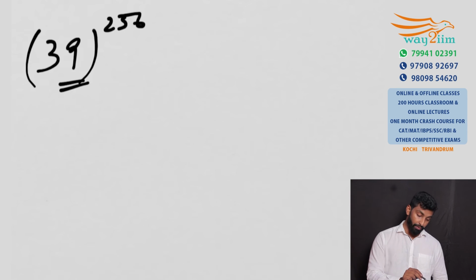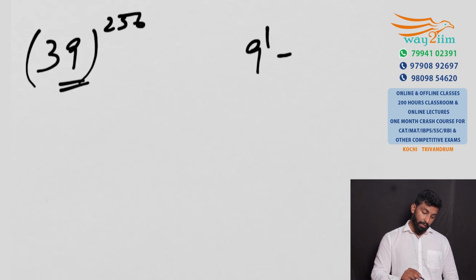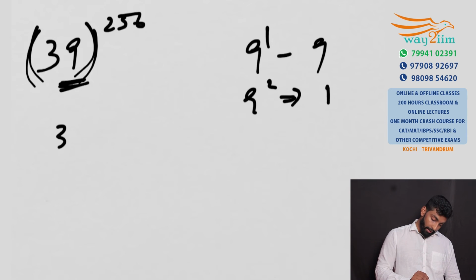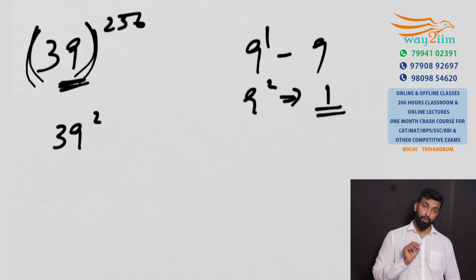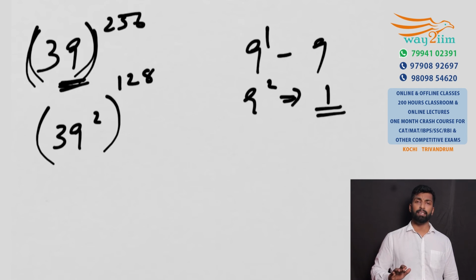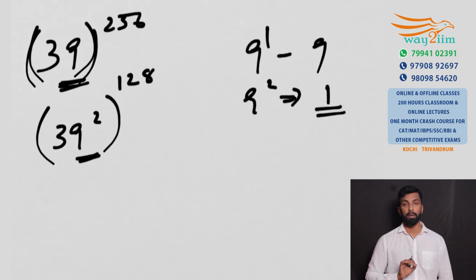Based on the power cycle of 9. We know that 9 raised to 1 is 9, and 9 square is 1. So we will make it a square and write it in that way, so that in the bracket you will get a number ending in 1. So we'll write it as 39 square. Now the moment you write it as 39 square, I know that the number is going to end in 1, and on top of it I'll write 128. There is no change in the number, but I made sure that this number is going to end in 1, so I can use my method, right?